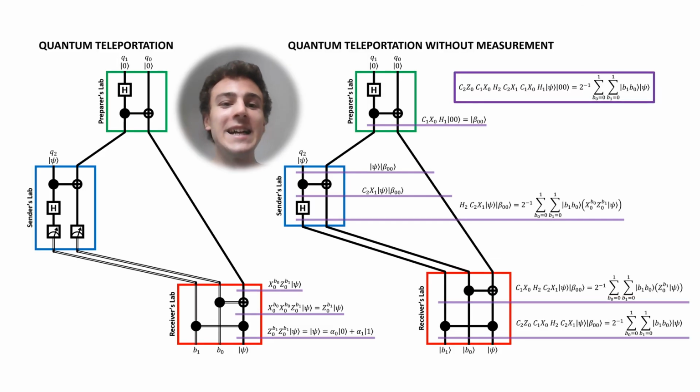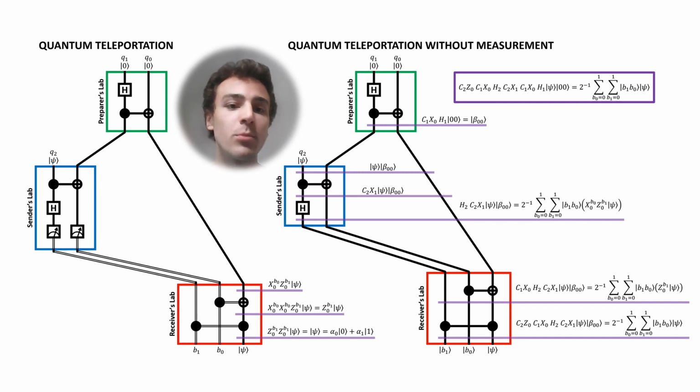Here we have a side-by-side visualization of two alternative quantum teleportation protocols. On the left, we have the previously discussed quantum teleportation protocol. And on the right, we have an alternative quantum teleportation protocol without measurement. Both of these protocols can be subdivided into three subroutines, which are called preparation, sending, and receiving.